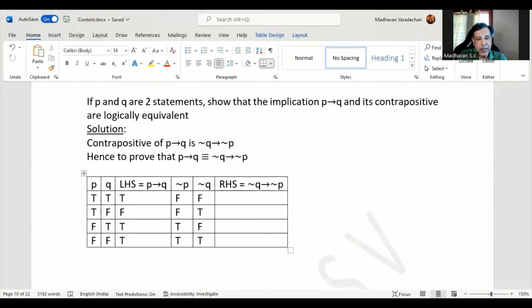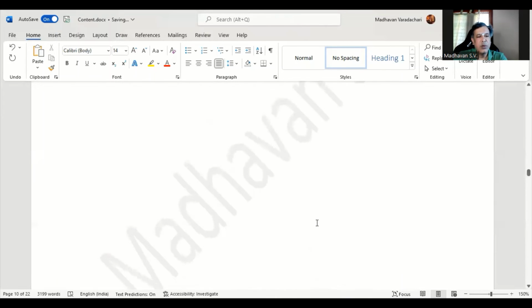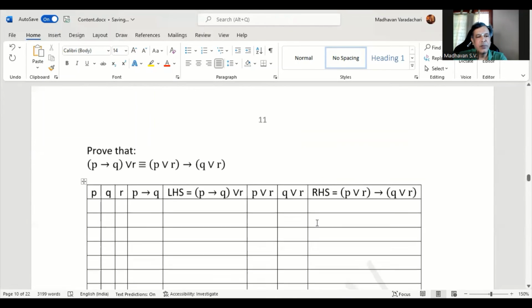So only here it is false. Here it is true. This is also true. This is also true. Now we may compare the left hand side components and the right hand side components. Both are the same. So we can conclude, hence the proof. Let us move on to the next one.